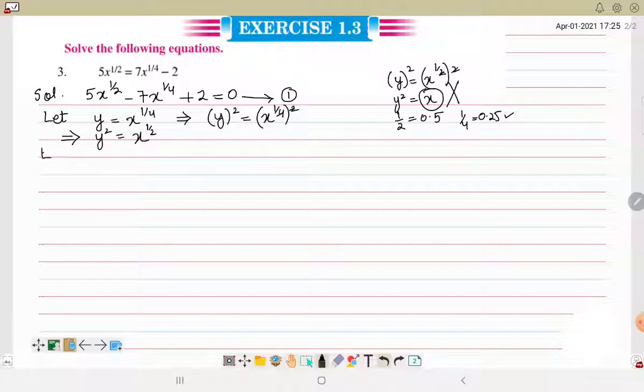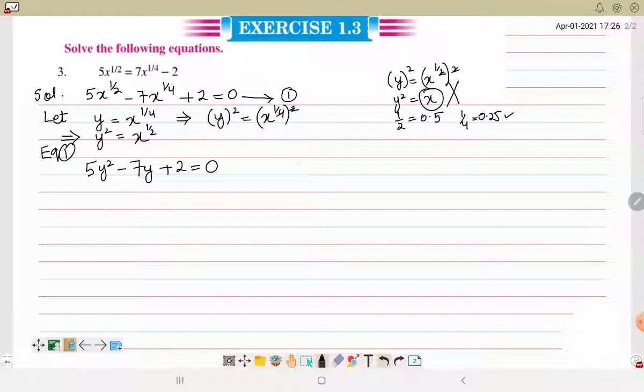Now equation 1 will become 5. Instead of x raised to power 1/2 we'll write y square minus 7. Instead of x raised to power 1/4 we'll write y plus 2 that is equal to 0. Now see, this equation is reduced to a quadratic equation, so we can solve it either by algebraic identities or by middle term break factor or by quadratic formula. So let's see which method we can apply here.